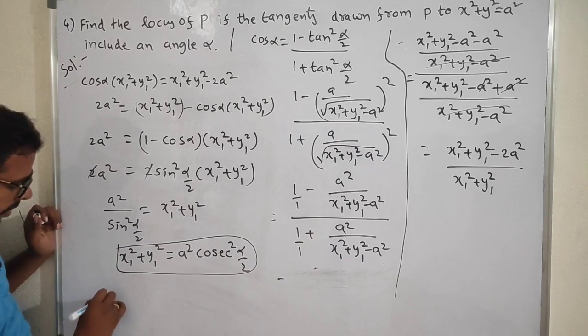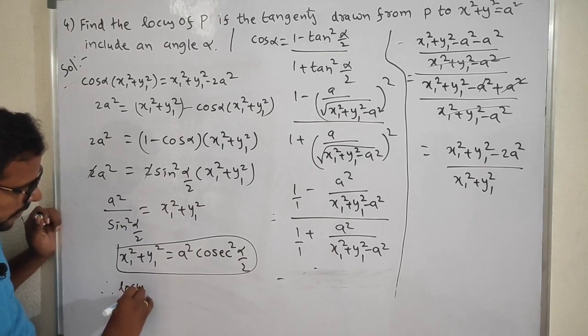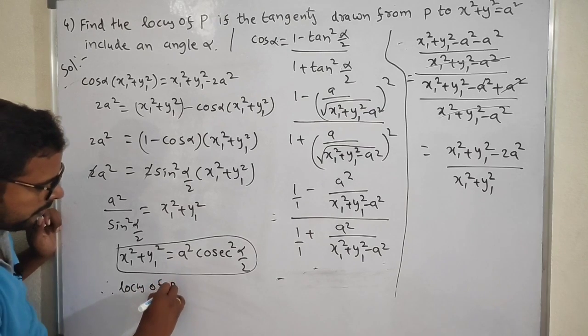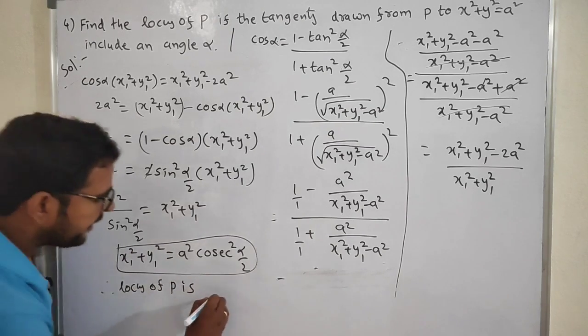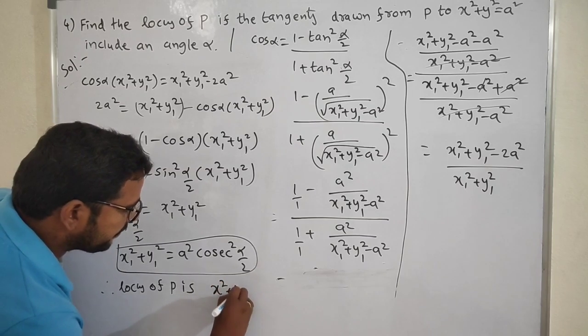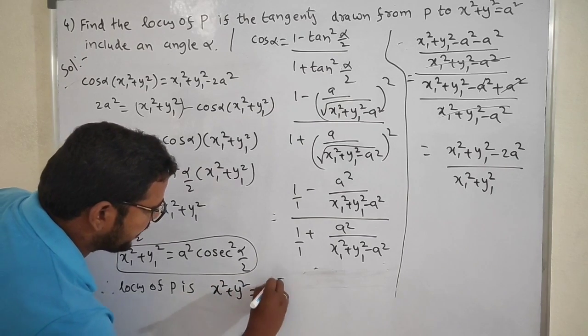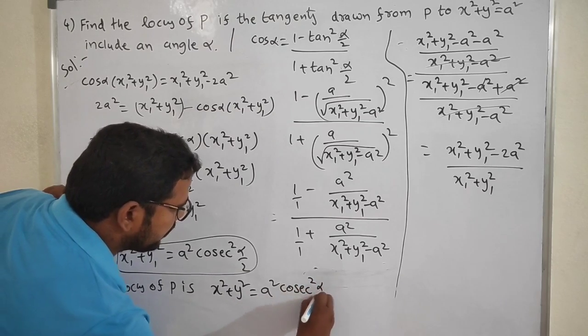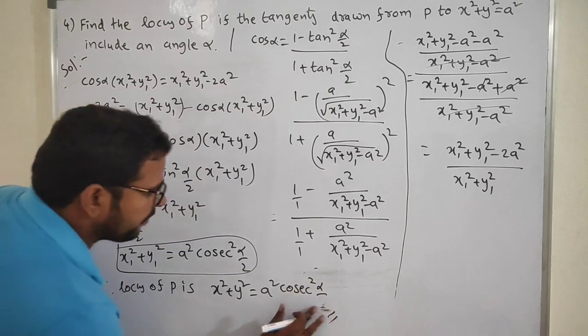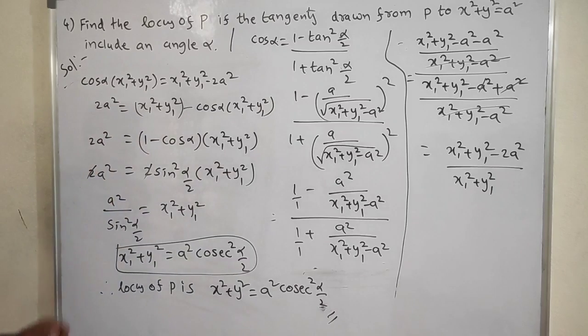Therefore locus of P is x plus x1 plus x1 రాయండి, y1 plus y రాయండి. x square plus y square is equals to a square into cosec square alpha by 2. So this is the solution of fourth question.